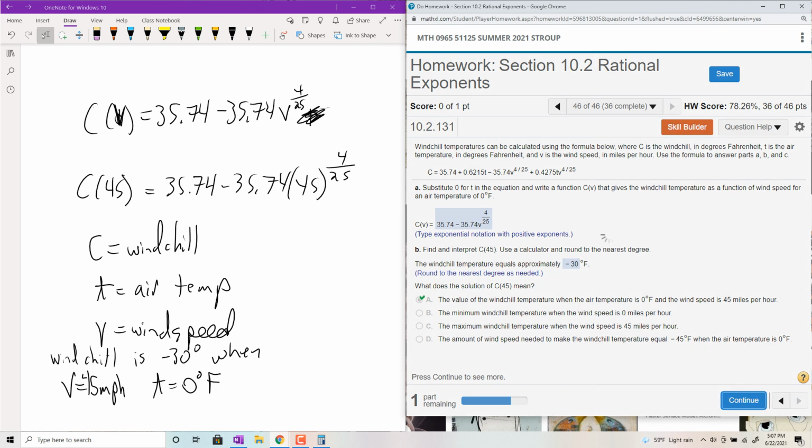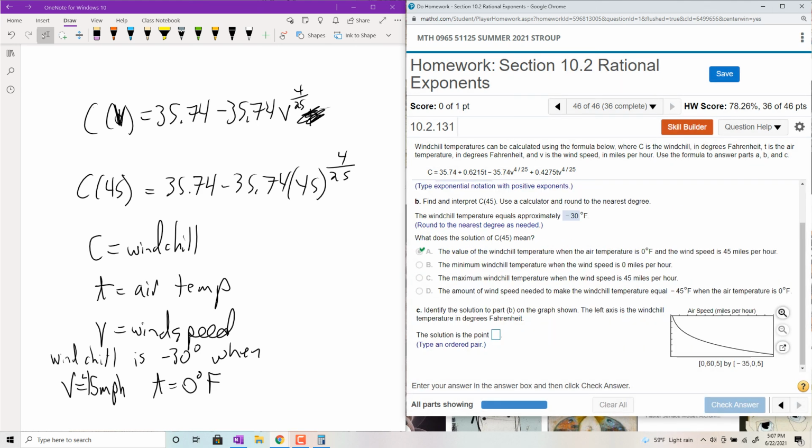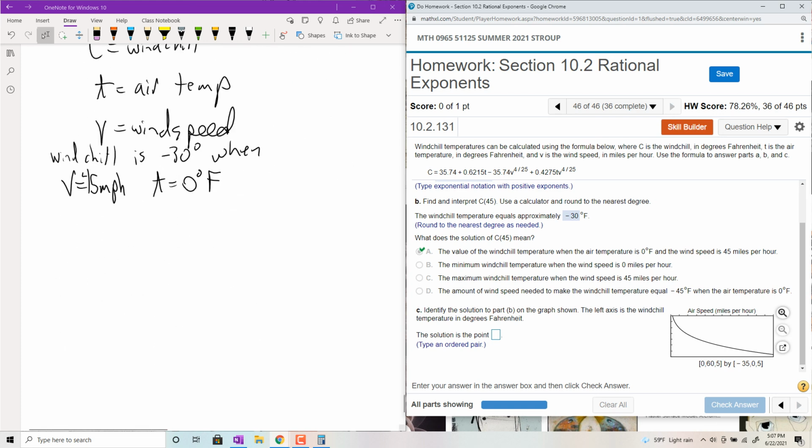One more. Sorry about that. You got to read the problem. I'm trying not to read the problem for the sake of time. I know I'm getting towards the end here.